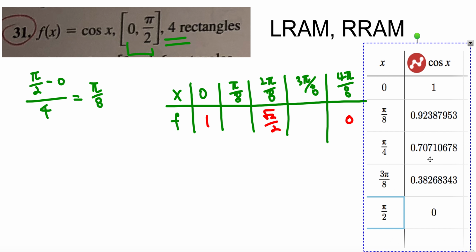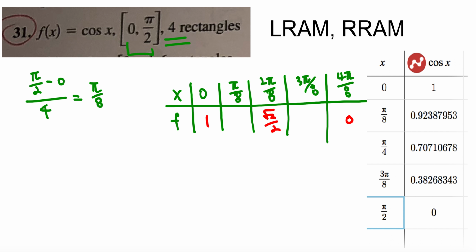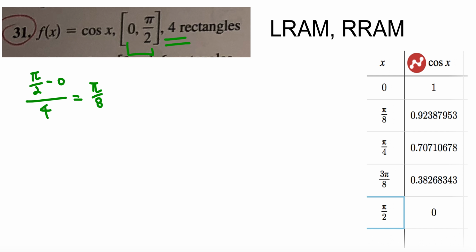So I'm going to use these values. If I were to do LRAM, I'm just going to erase this portion right over here. If I were to fix the left corner, then out of this first rectangle, the left one, meaning the smaller x value, the y value for the smaller x value would be our height of the first rectangle.